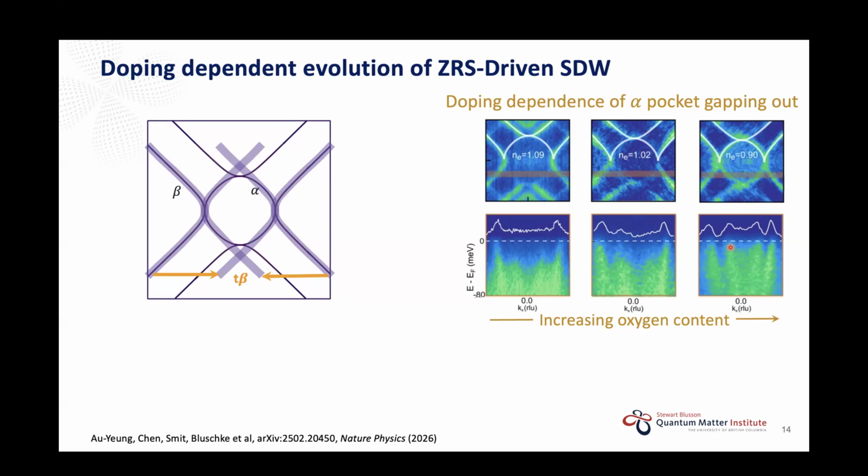What I'm going to show you is that this gap opening is actually also a signature of the spin density wave. When I show you this cartoon Fermi surface, maybe you already have a question: when we shift this beta band, what happened to the rest of the thing that we don't see? And the answer is that it gaps out.